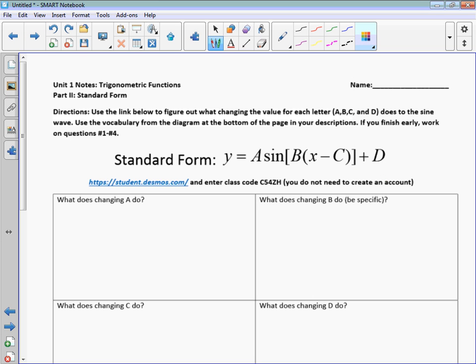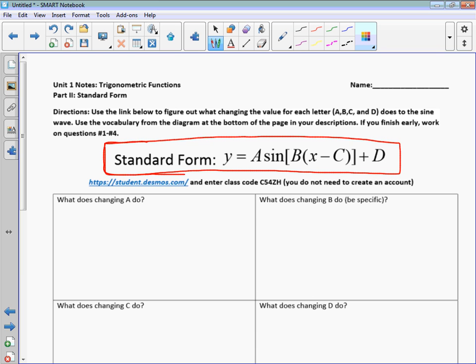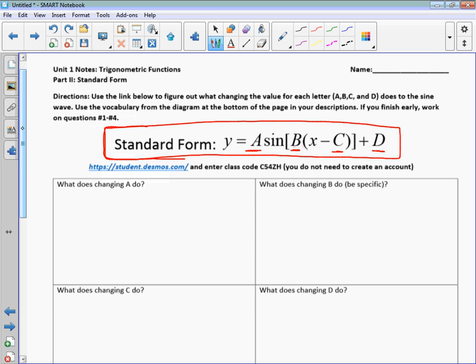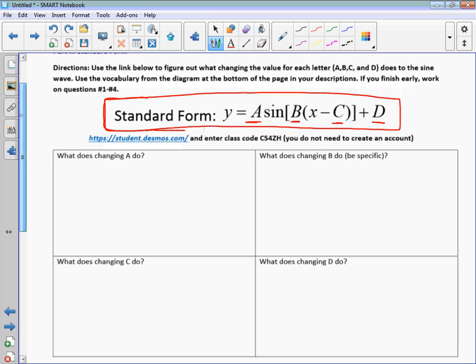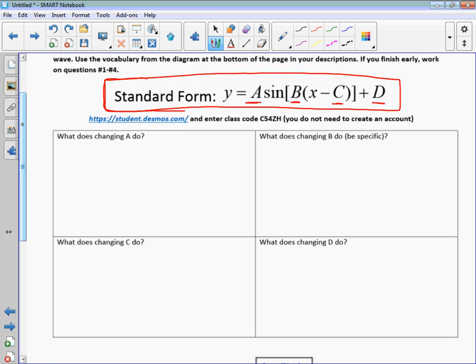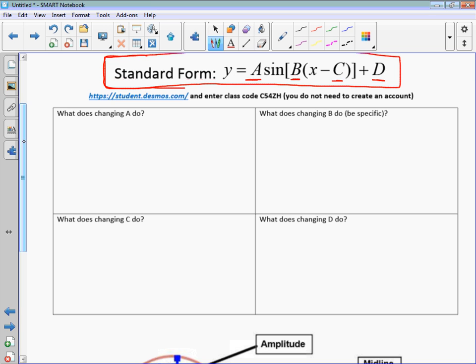at... Okay. This is the standard form for your sine or your cosine equation. That means there are 4 things that can change what your graph looks like. A, B, C, and D here, okay? I know it says on here for you to go to this Desmos website to look at it. I want to just walk you through, because I think you know a lot of them already, what the A, B, C, and D have to do with this.